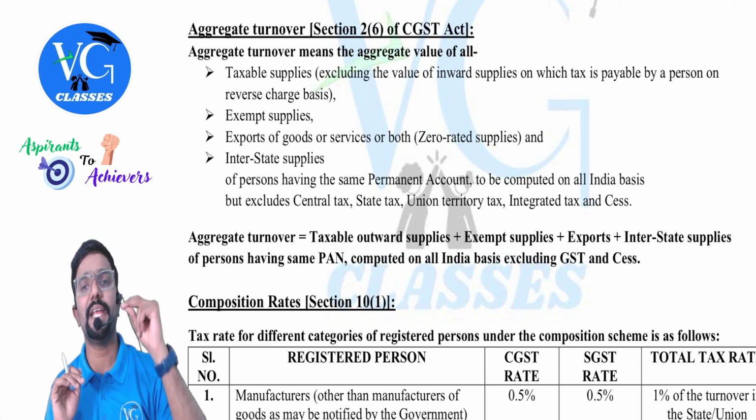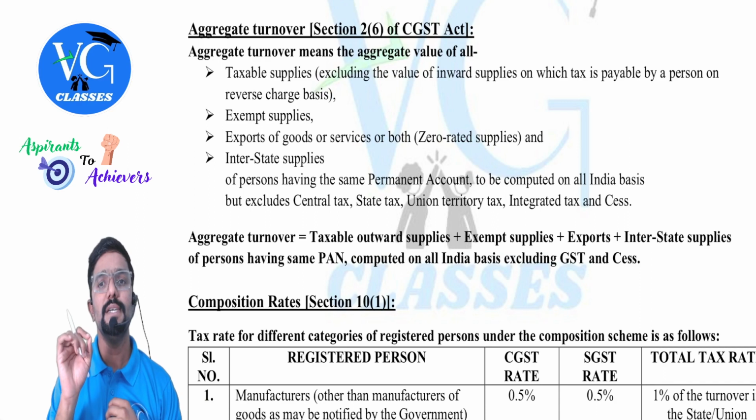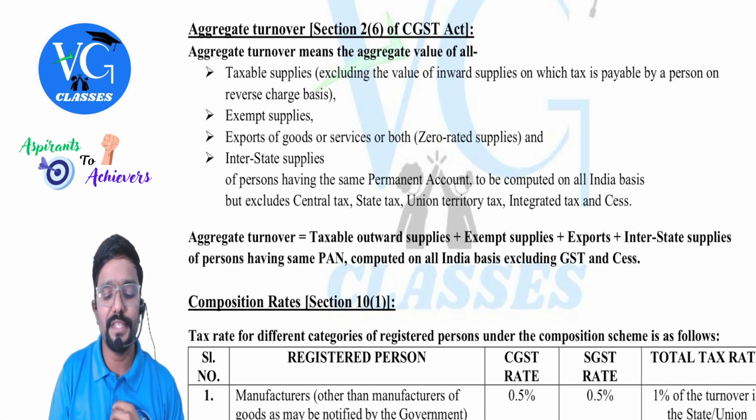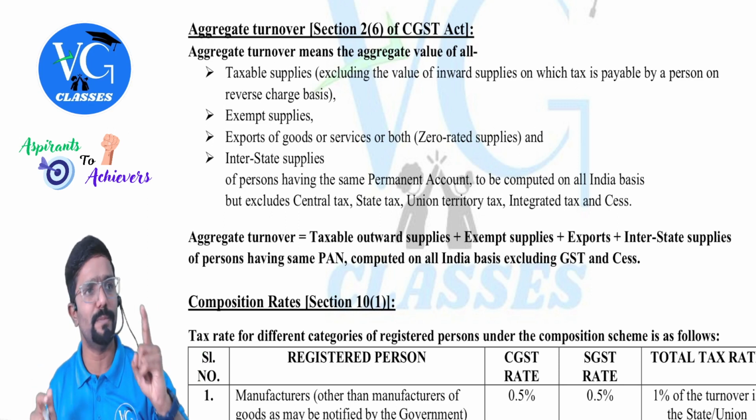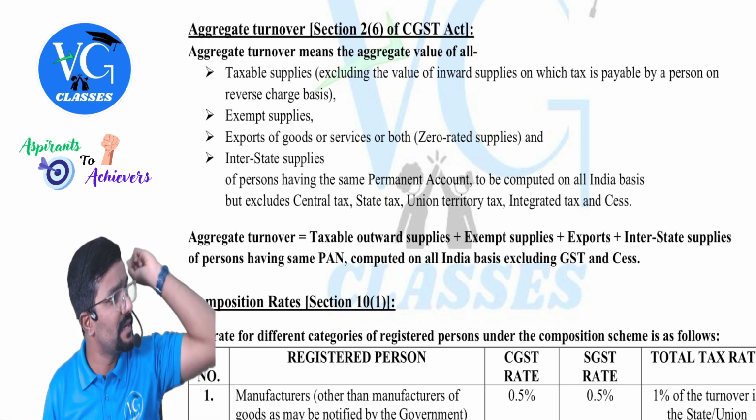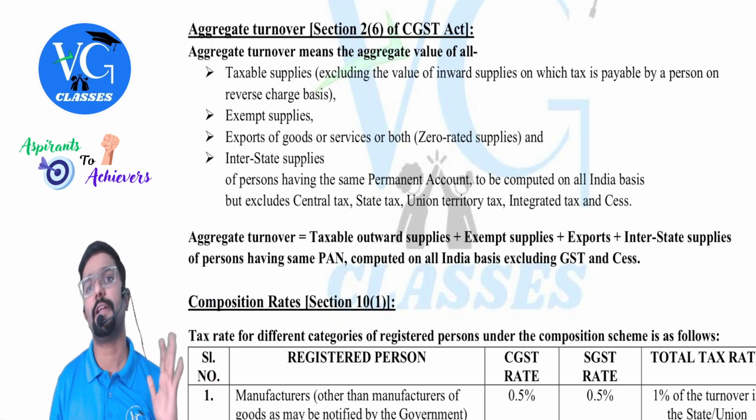Okay, we will see aggregate turnover. Guys, listen here. Aggregate turnover, what is covered in Section 2 clause 6, is for the entire Act, not only for the composition scheme. This is for the entire Act. So please be careful with it.